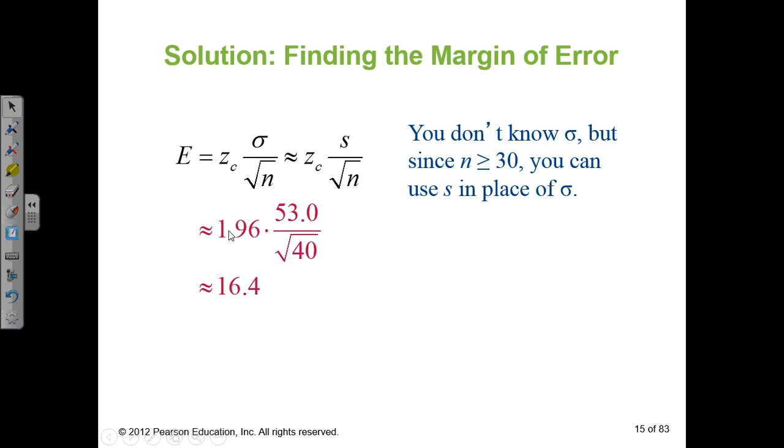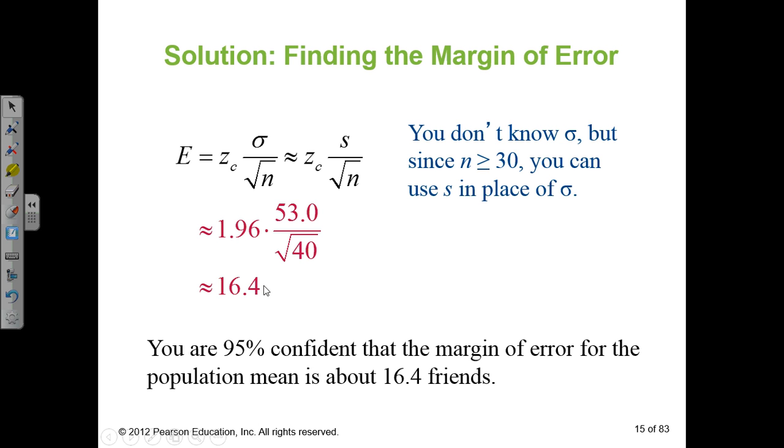All right, so to find the margin of error then, we plug this into the formula. We had 1.96 for the critical value. The sample standard deviation was 53. The sample size was 40, so the margin of error is 16.4. So we're 95% confident that the margin of error for the population mean is about plus or minus 16.4.